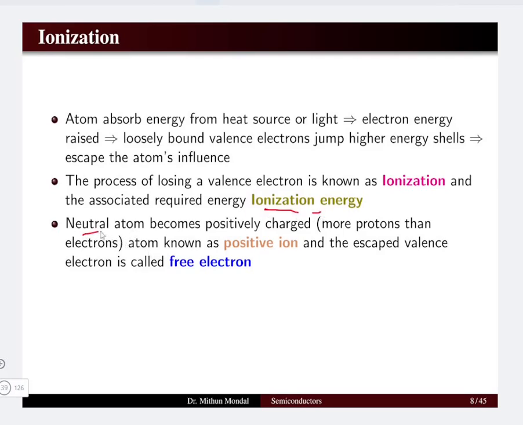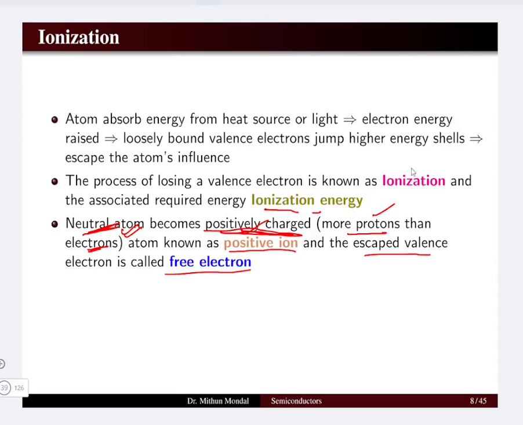When we have a neutral atom, what is a neutral atom? The number of protons and number of electrons are equal. It is known as an electrically balanced atom. Now it becomes positively charged, why? Because the protons are more than the electrons. So this neutral, electrically balanced atom has become positively charged because the protons outnumber the electrons, and it is known as a positive ion. And the electrons which have left the atom are known as free electrons.